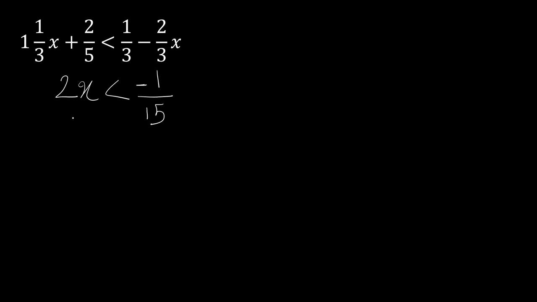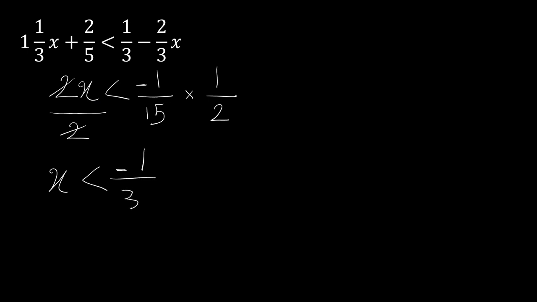Okay, it was the last equation which was obtained. I must make the coefficient of x 1. How? By dividing both sides by 2. Here I can write it as 1 over 2 by multiplying. So these two are going to cancel each other out, and because this is positive, the direction is not going to change. And on the other side, we are going to have minus 1 over 30.